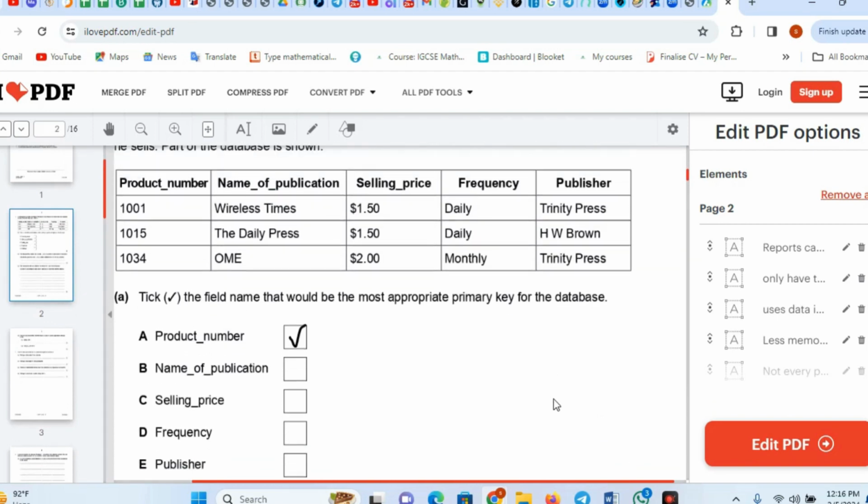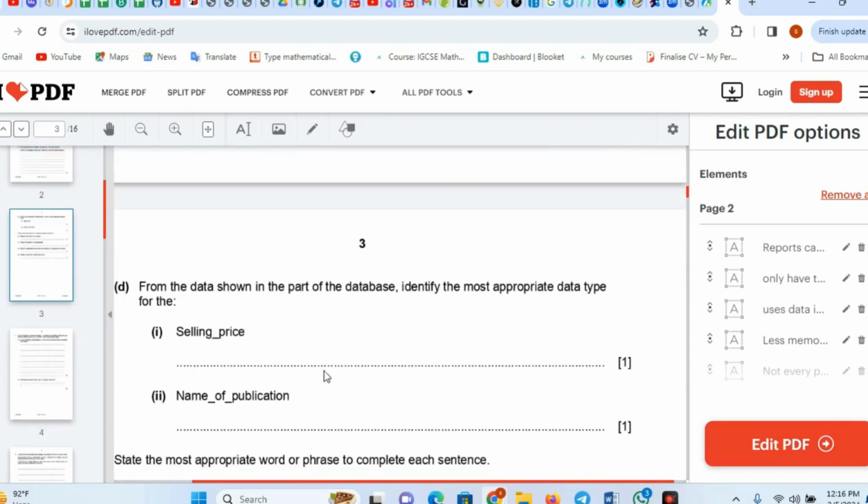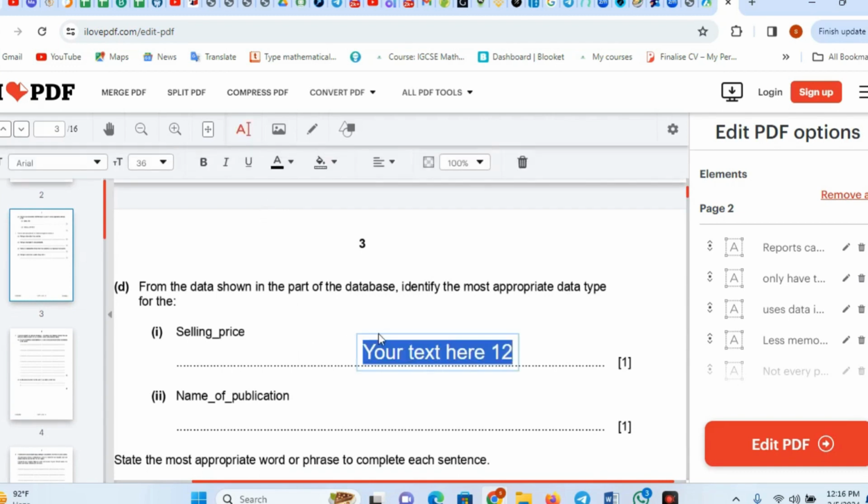Numeric. That is the selling price, which is the currency. So you have numeric, that is those things are written in number. That's why I said it is numeric. We all know numeric, right? Which means numbers. Numeric, which also stands for currency. So that's the answer to selling price.